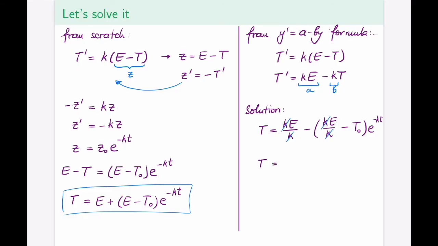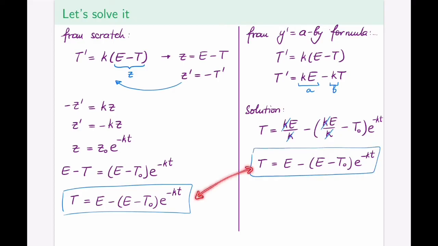T is equal to E minus T naught e to the power minus KT. Okay, and I just noticed I made a small typo here. There we go, minus. And this is now the exact same equation as the one derived using the from-scratch method. So of course the methods are exactly the same, because this general formula was derived exactly through the substitution of z, and therefore the answers should be the same.